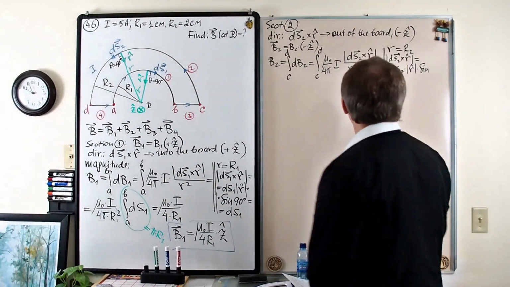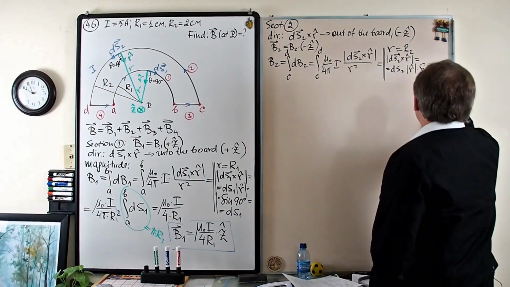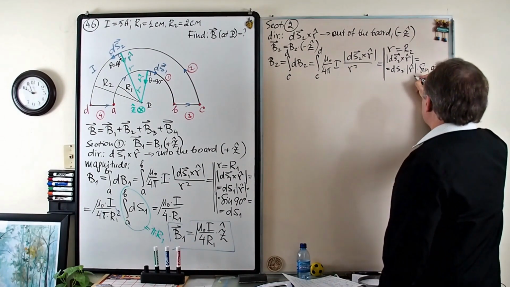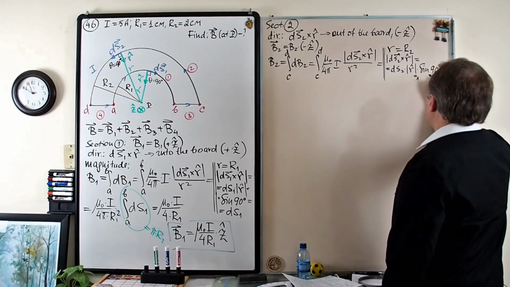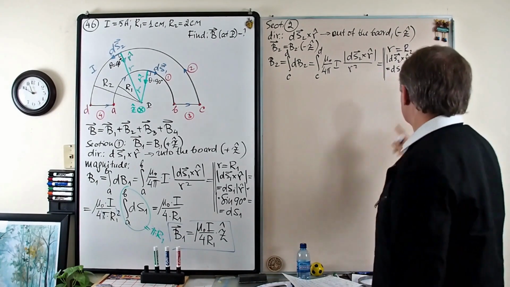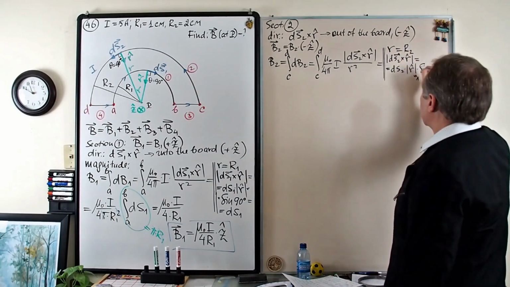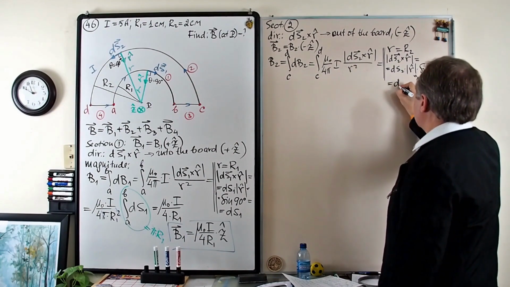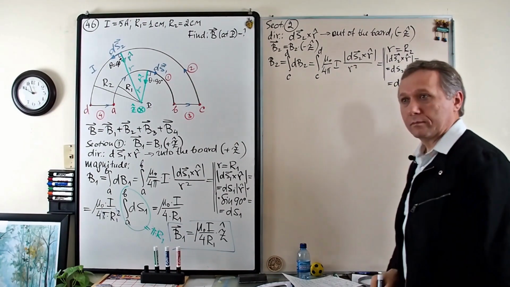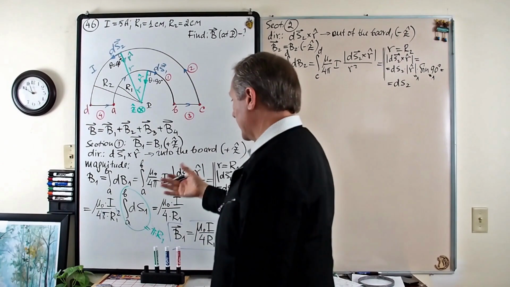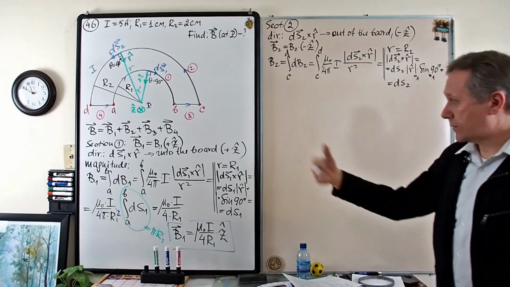is 90 degrees. Okay, sine of 90 degrees. So absolute value of r hat is 1, value of sine of 90 degrees is also 1. As a result, absolute value of this cross product is just ds2. Okay, so we're getting a very, very similar result.